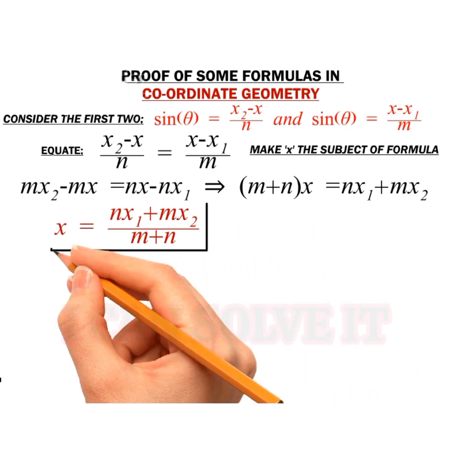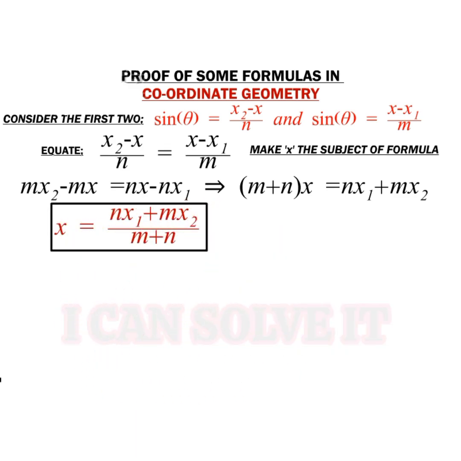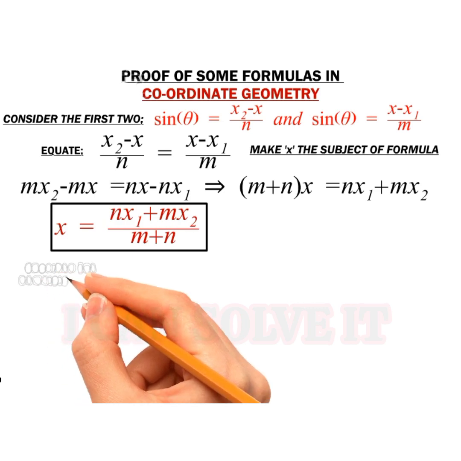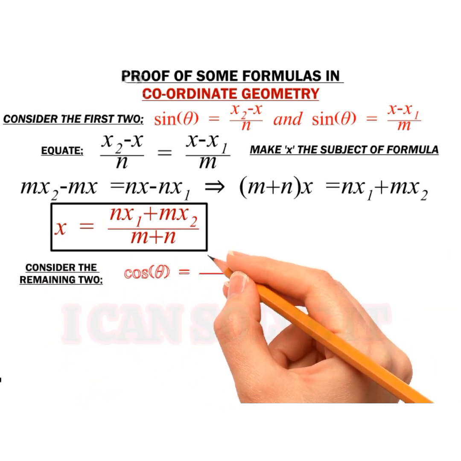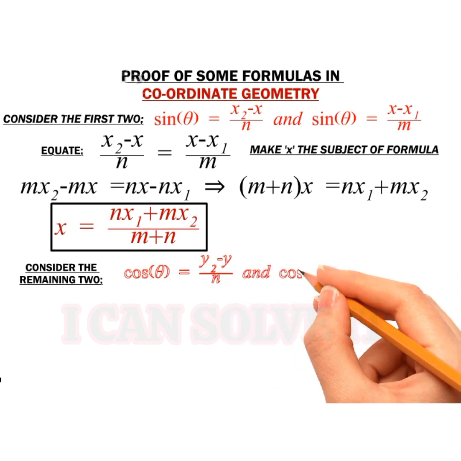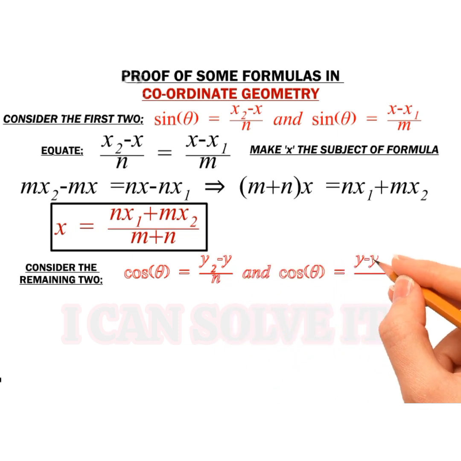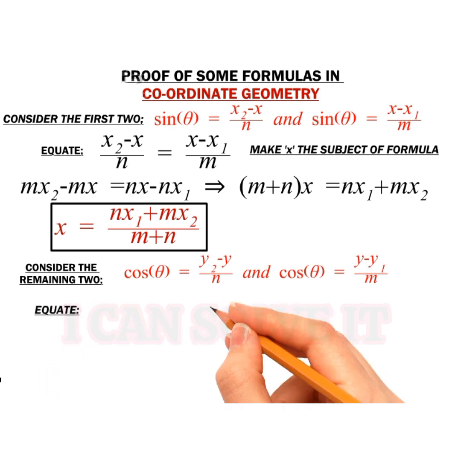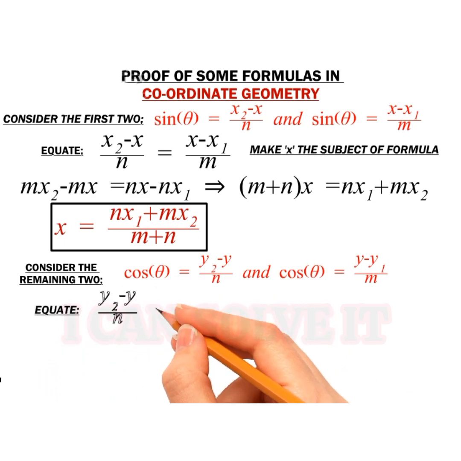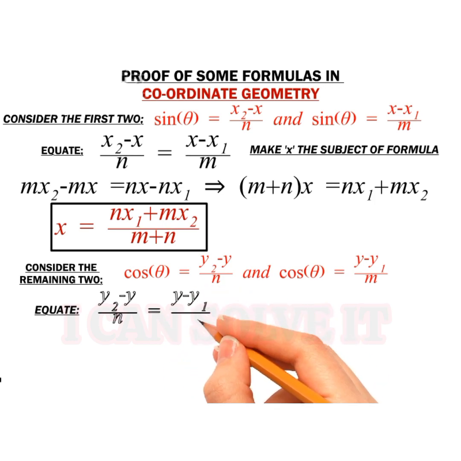To get the point on y, we consider the pair of cos theta also, then repeat the same process for it. Cos theta equals y2 minus y over n, and cos theta equals y minus y1 over m. By equating these, we arrive at y2 minus y over n equals y minus y1 over m.